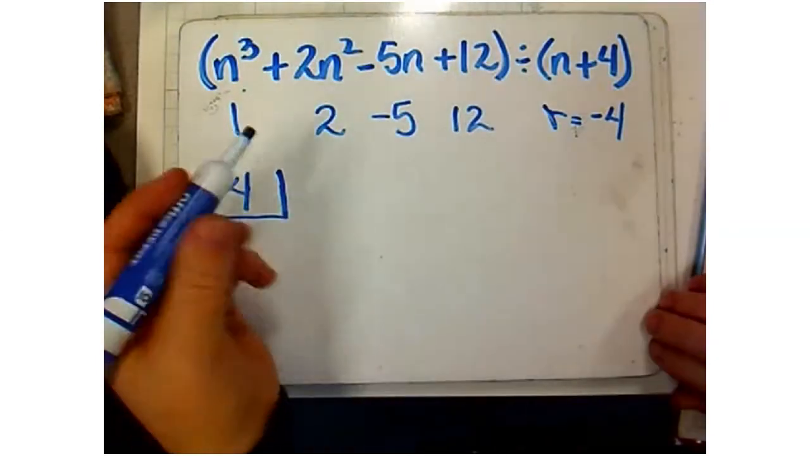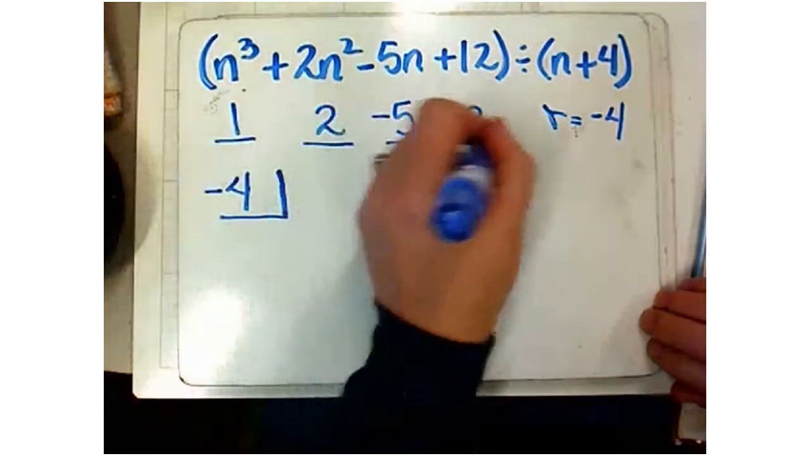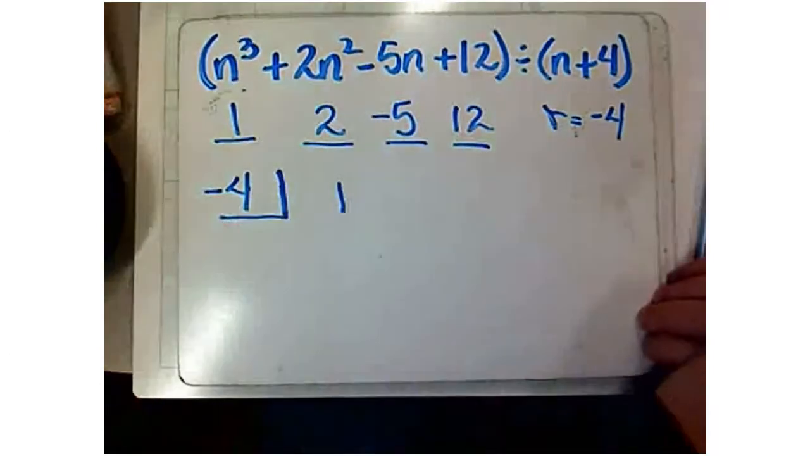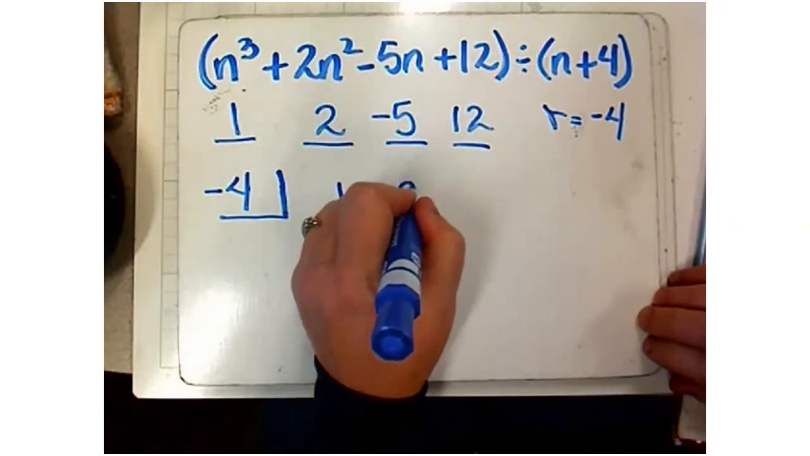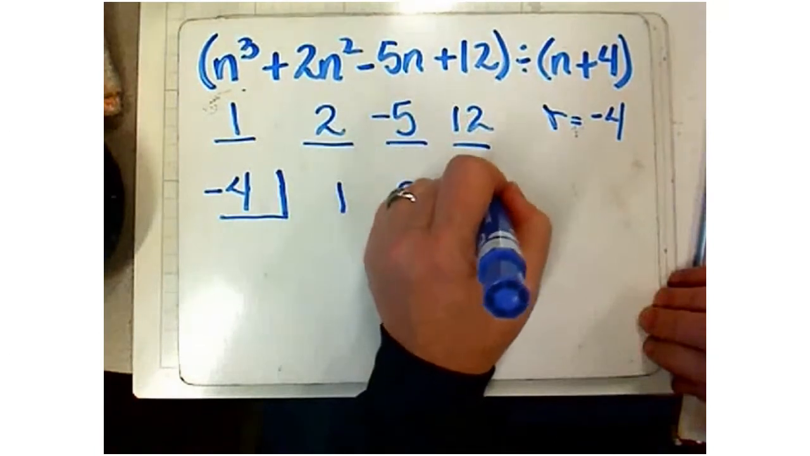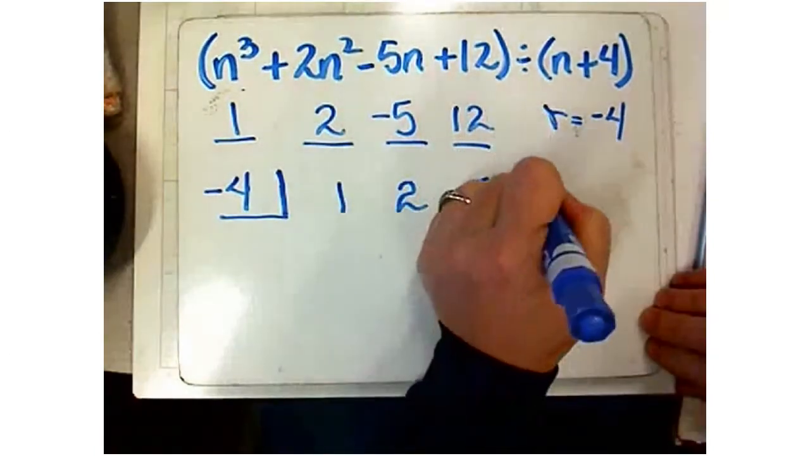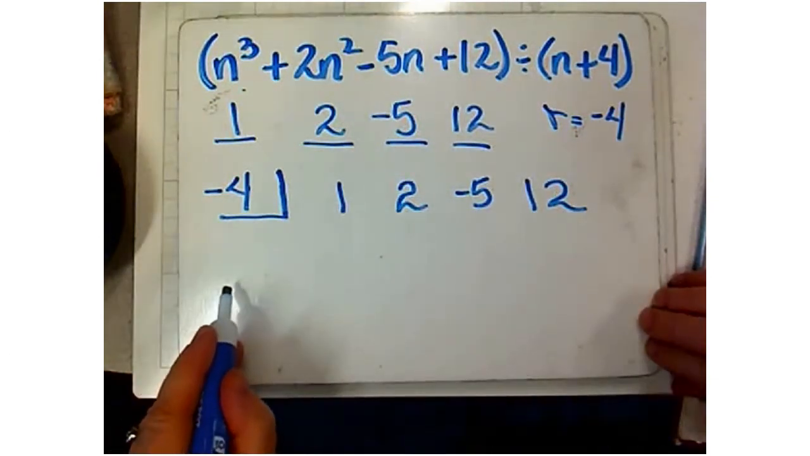Now, give yourself a space and put your coefficients of your dividend. So we're going to need a 1, a space. What are we going to need next? A 2, space. What are we going to need next? -5. And what are we going to need next? 12. All right.